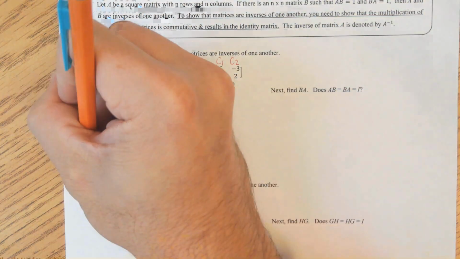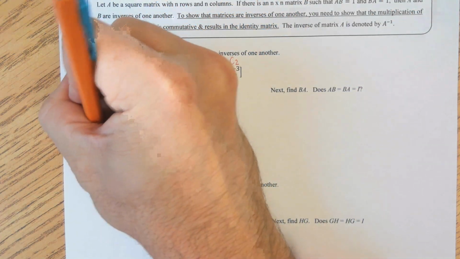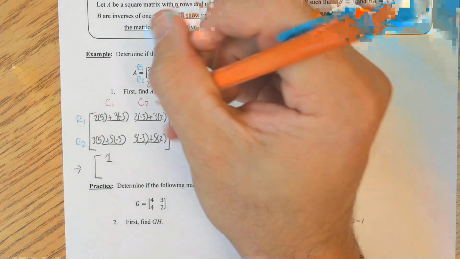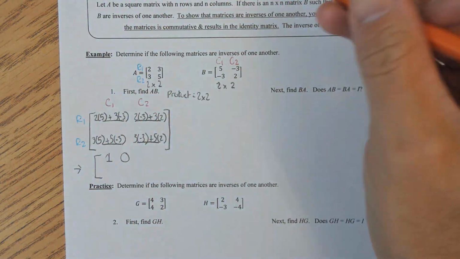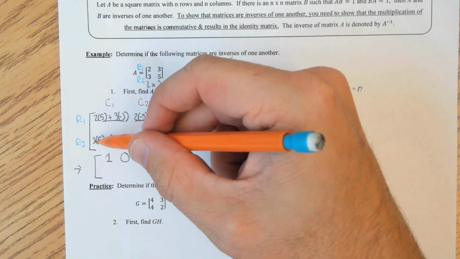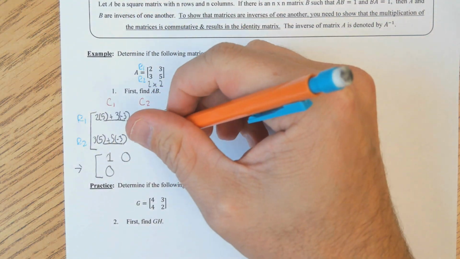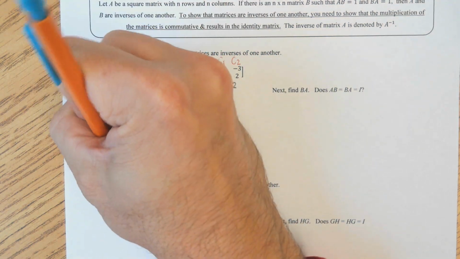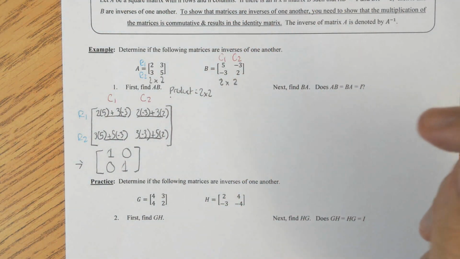And now let's just go ahead and simplify. So that top up there, you're going to get 10 minus 9, so that's a 1. Negative 6 plus 6, so that's 0. 15 minus 15, so 0. And then negative 9 plus 10, positive 1. So yes, we did get the identity matrix for doing A times B.